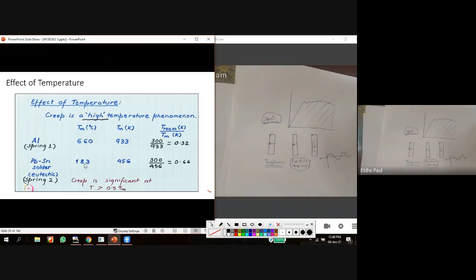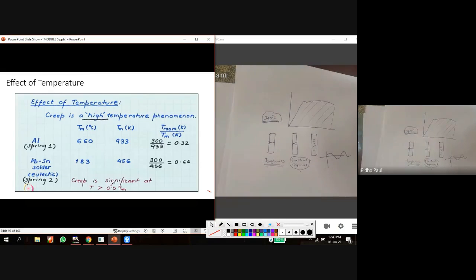That is why it is a very low melting temperature. That is why we use this tin lead alloy for soldering. At a very low temperature, we can melt the tin lead alloy. That is why we use it for soldering applications. But aluminum has a 660 degree melting temperature.